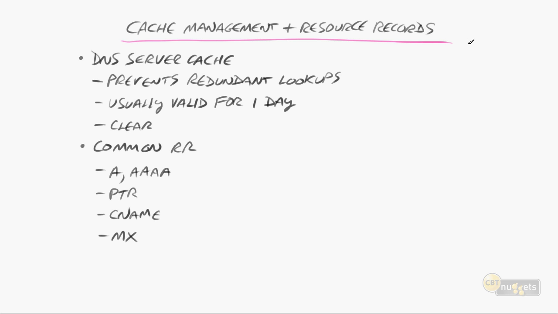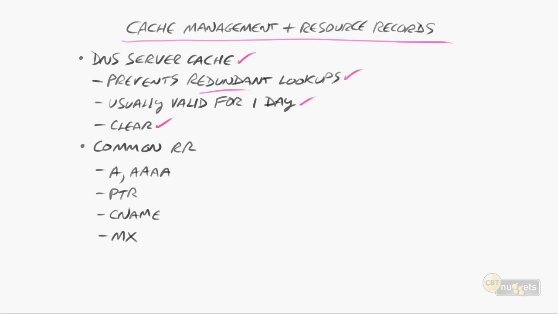Now, we've talked about cache management a little bit previously just by showing you the cache. Let's address some additional details here. Remember, the DNS server cache is going to prevent those redundant lookups, so we don't have to go all the way back out to root servers or your ISP or something like that. They're usually valid for a single day according to the start of authority. Of course, you can change that if you want to, but one day is usually good. And then we need to talk about how to clear that if necessary.